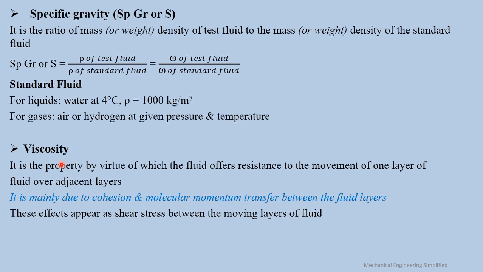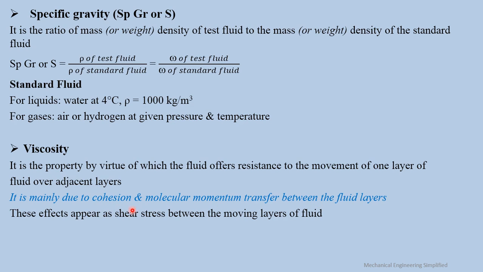It is the property by virtue of which the fluid offers resistance to the movement of one layer of fluid over adjacent layers. This I just now told you in the case of the definition of fluids, that the movement of one layer is restricted by adjacent layers. That is basically the fluid offering resistance. This is the property of viscosity. It is mainly due to cohesion and molecular momentum transfer between the fluid layers.